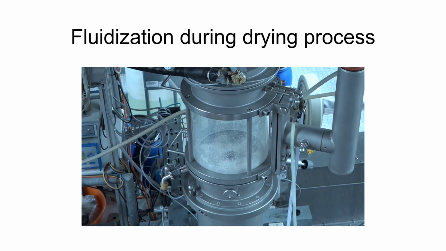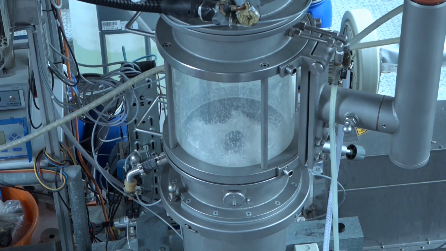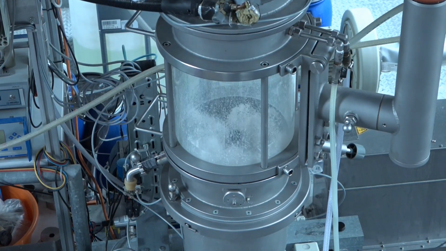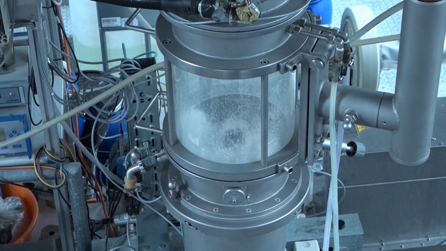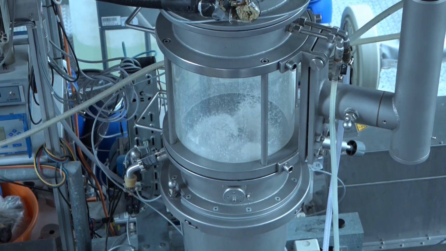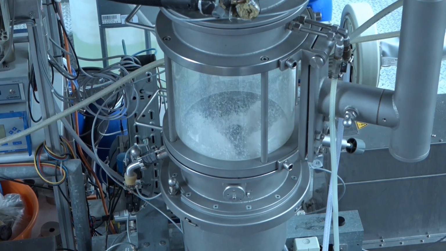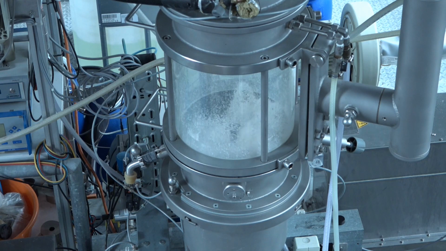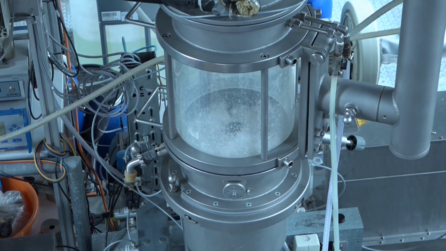So in the next video we are a few minutes further in the process. Let's have a look how it looks now. You can see the fluidization is really good, and some of our particles fall into the classifying tube, and they will discharge from the process. So this is the typical particle movement in a fluidized bed process.